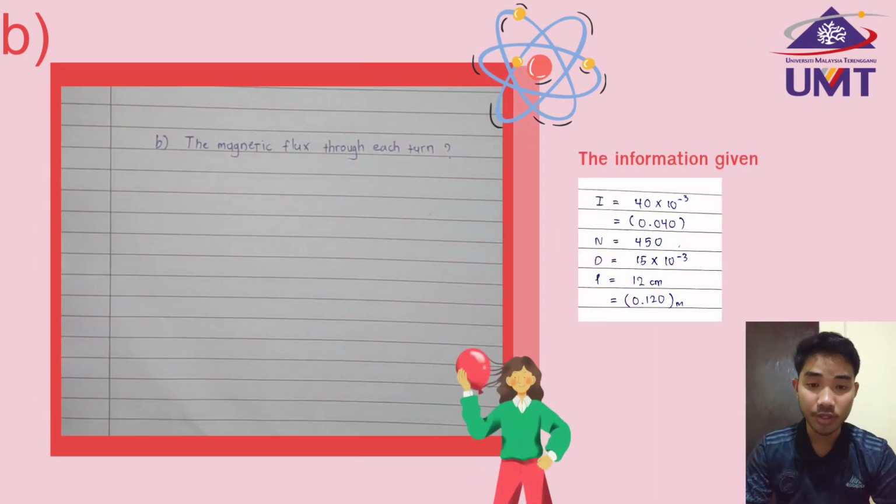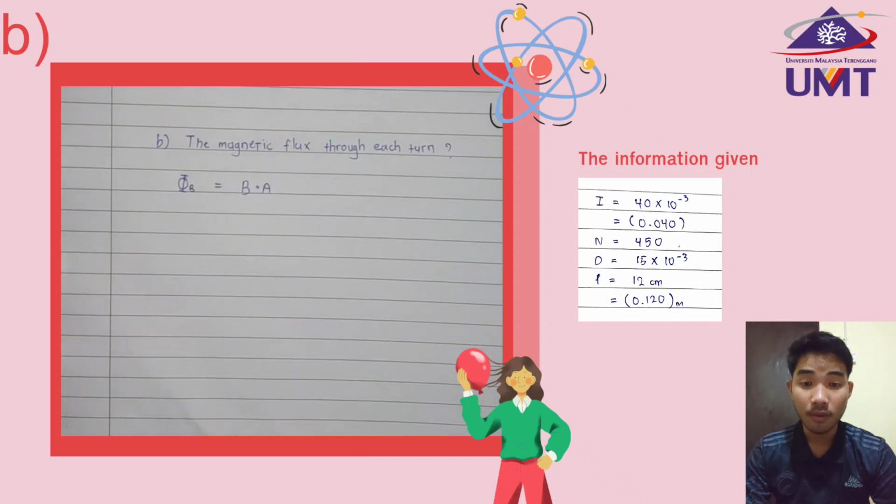Okay, we move to question B. Calculate the magnetic flux through each turn of the coil. Firstly, the symbol of the magnetic flux is phi. To find the magnetic flux, we have the formula phi equals B times A, where B is the magnetic field and A is the area of the solenoid. Because the solenoid is circular, A will be equal to pi r squared.